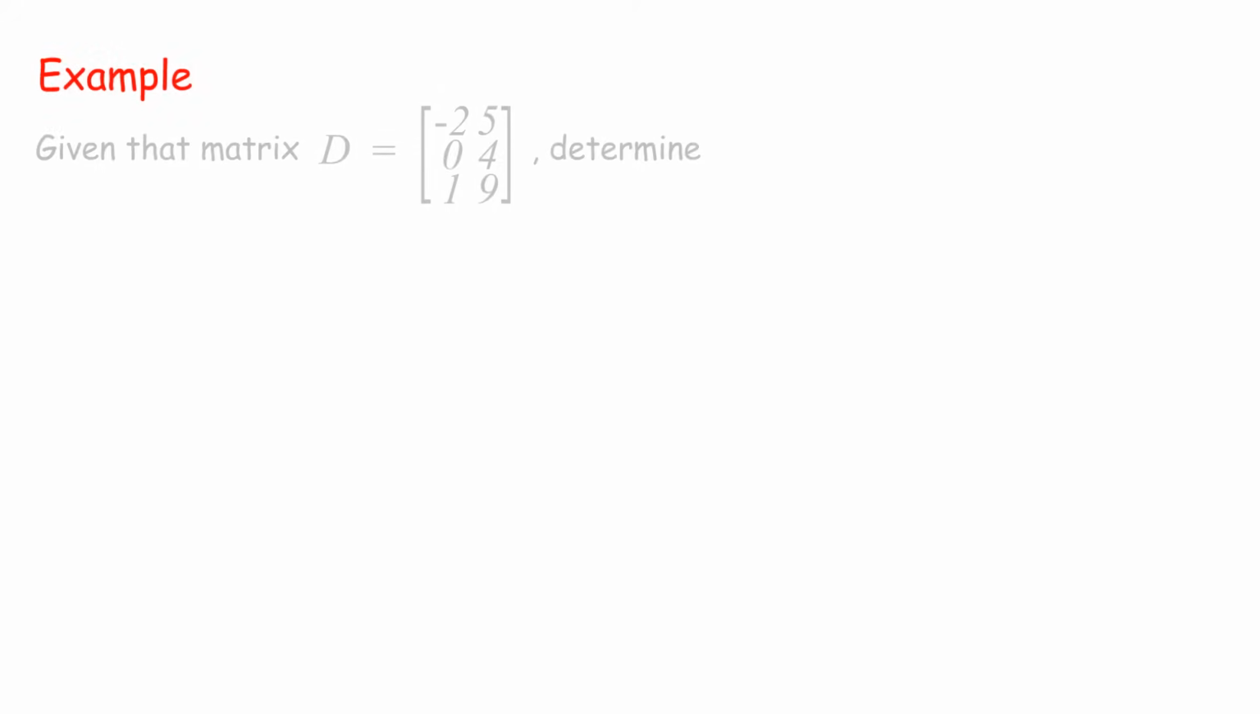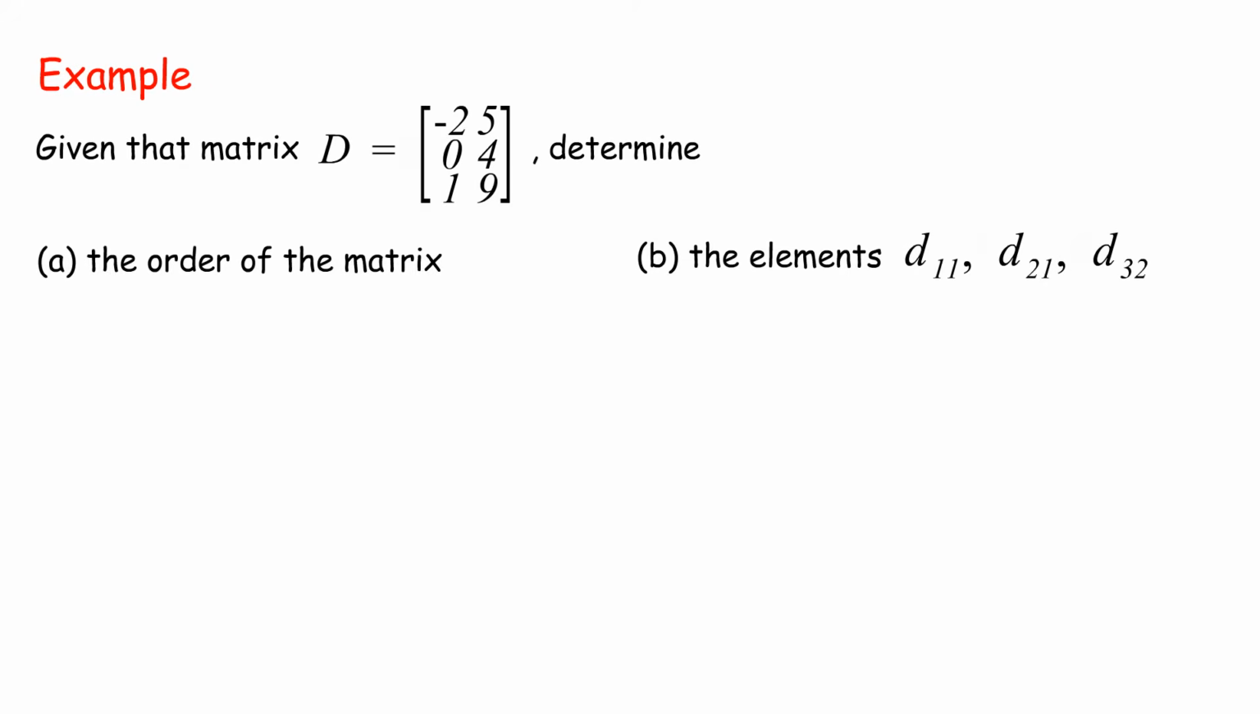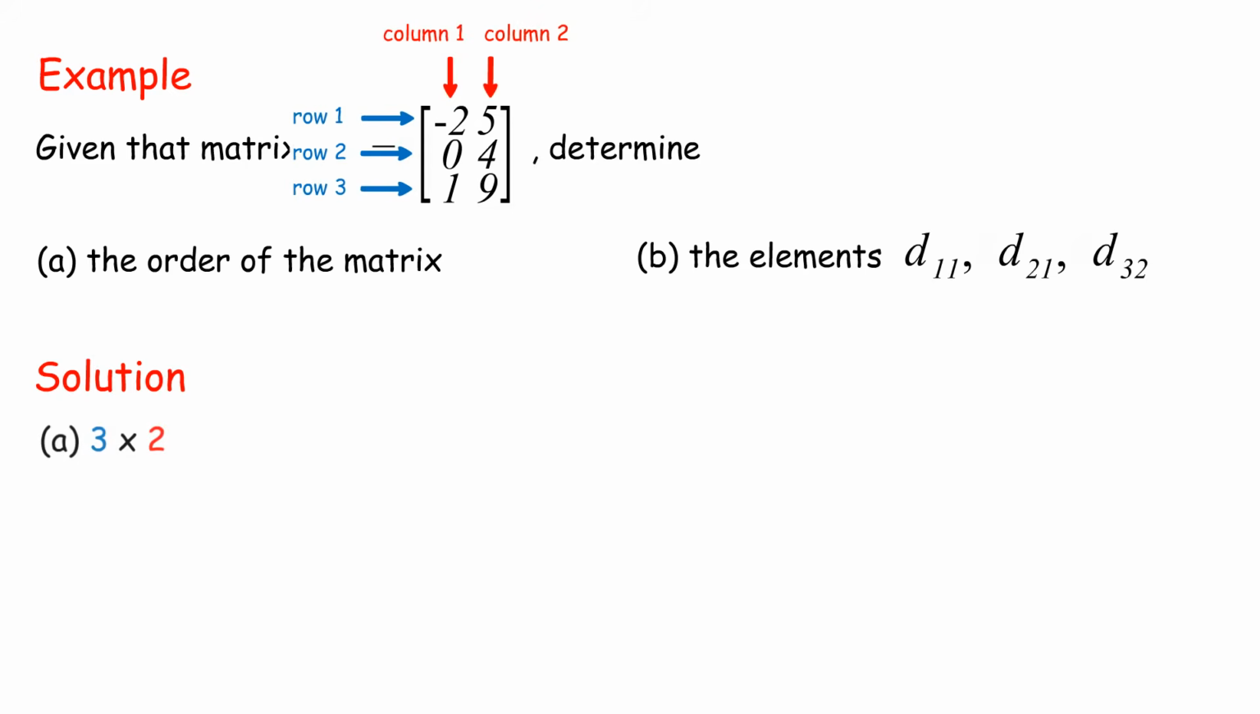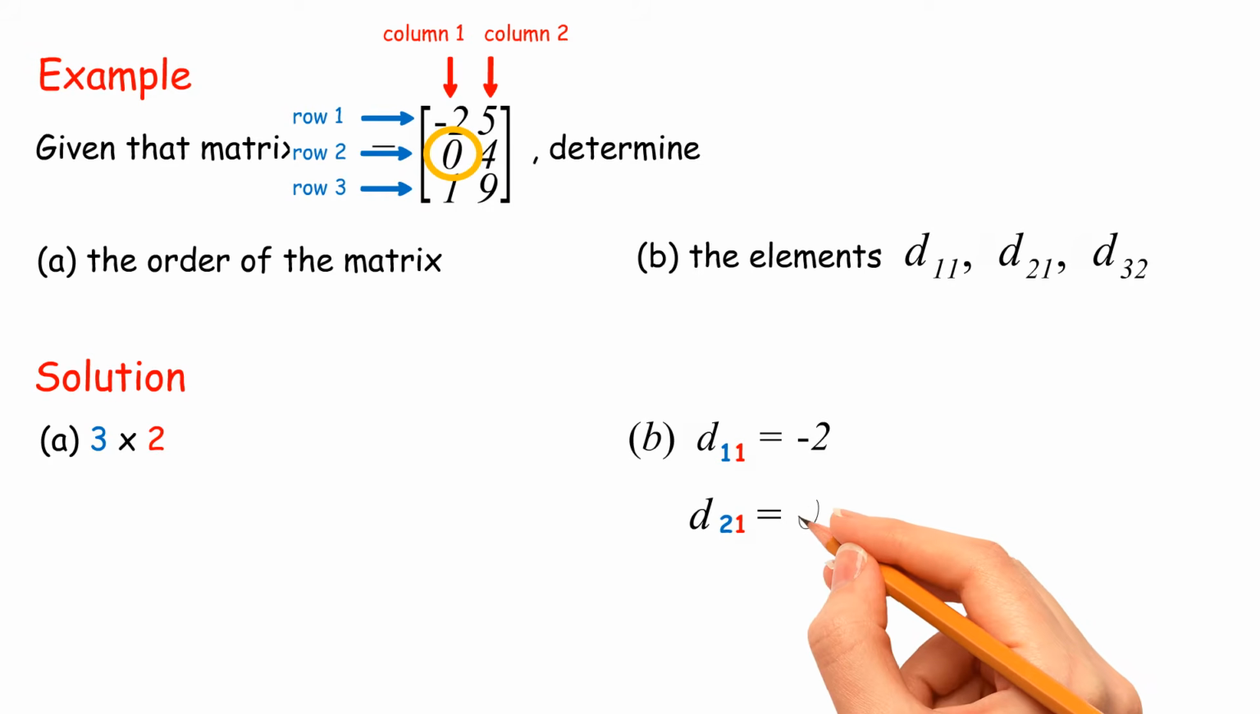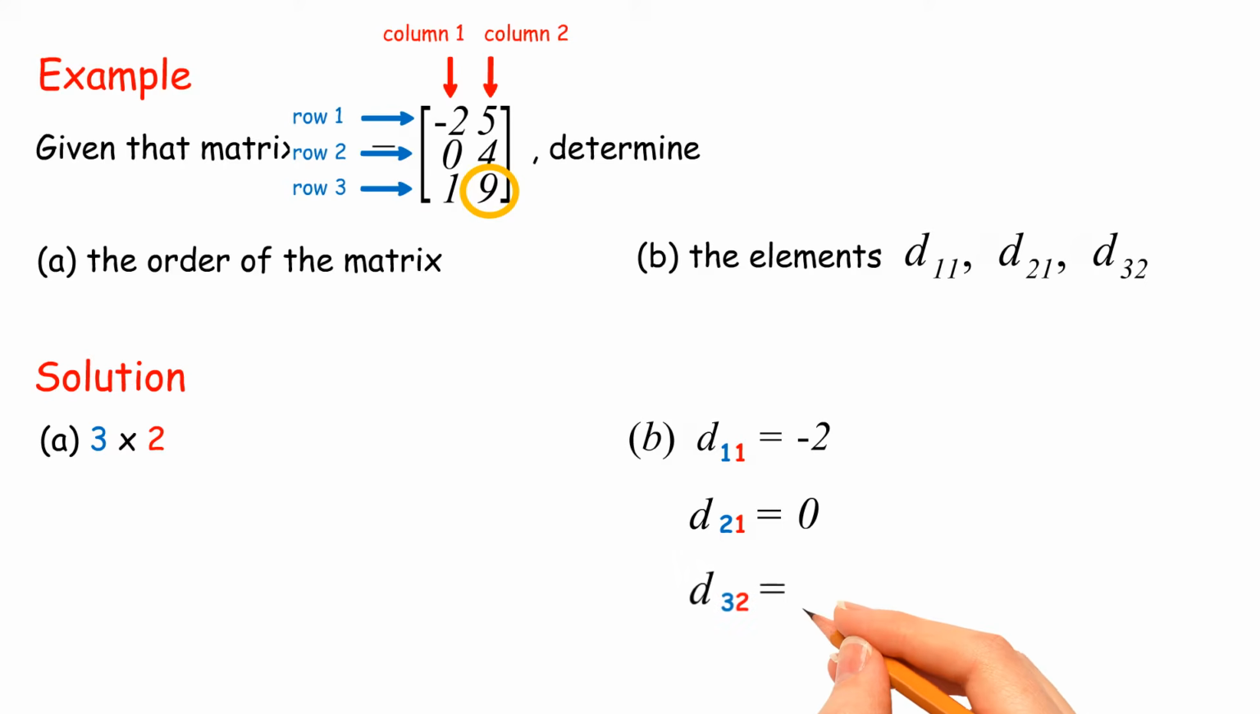Example: given matrix D, determine A, the order of the matrix, B, the elements D11, D21 and D32. Solution: A. The order of the matrix is 3 by 2. B. D11 equals -2, D21 equals 0, and D32 equals 9.